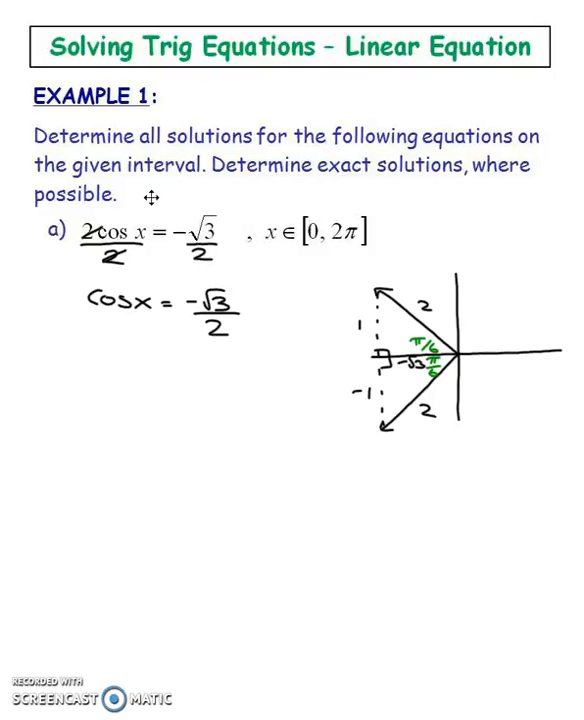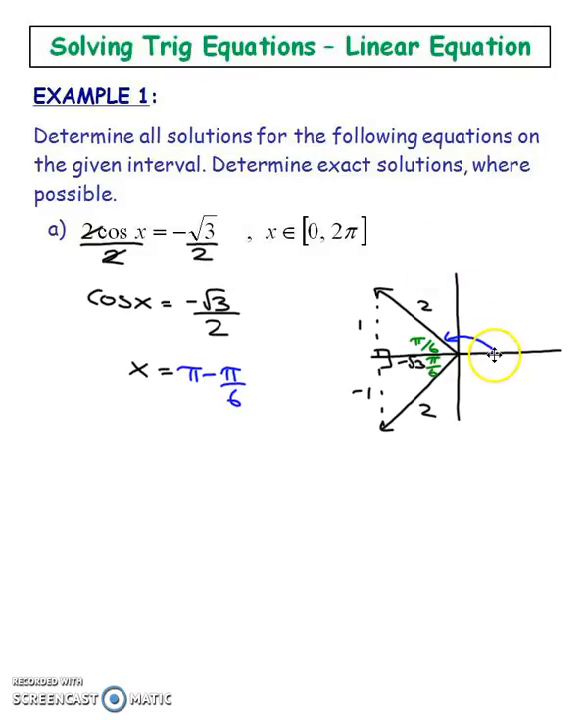So I'm going to draw both of my triangles. I'm going to complete the triangle using any of my special triangles information. So now I know that the angles are pi over 6. And then I'm going to answer the question for this domain, 0 to 2 pi.